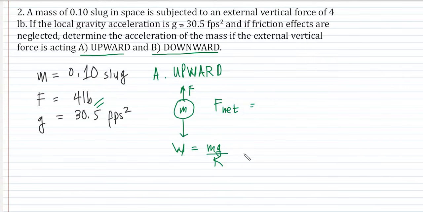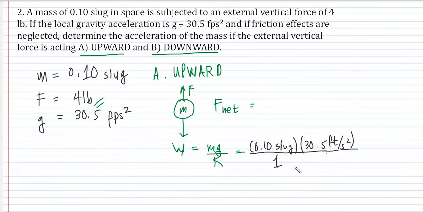Okay, so let's go ahead first and solve. What is the weight of our mass? So I have mass equal to 0.10 slug, times g, 30.5 feet per second square. K here would simply be 1 slug feet over pound force second square. So we can do the cancellation, and the unit here would be, of course, pound force.